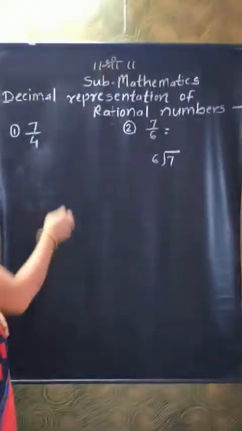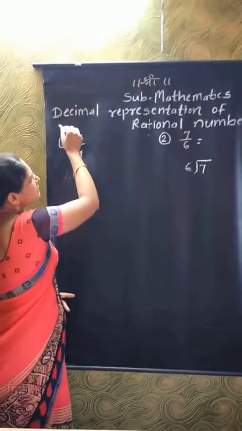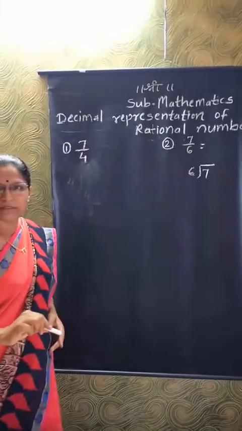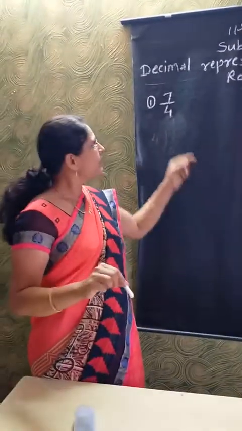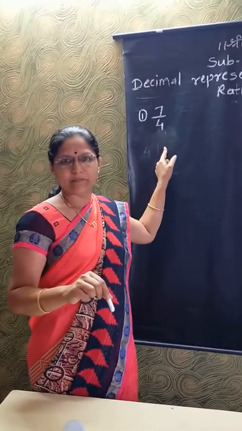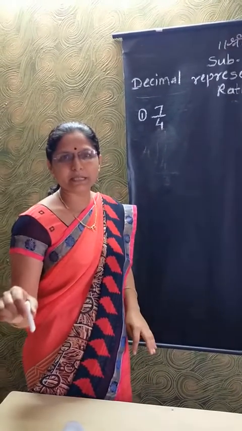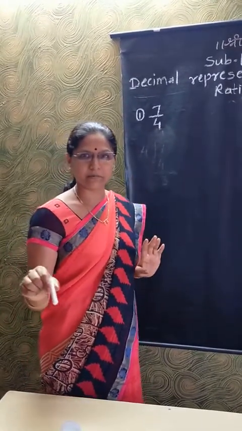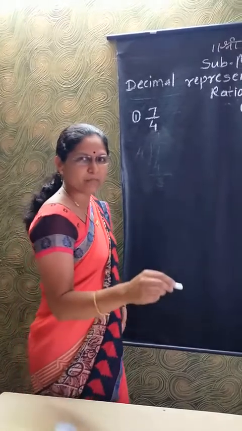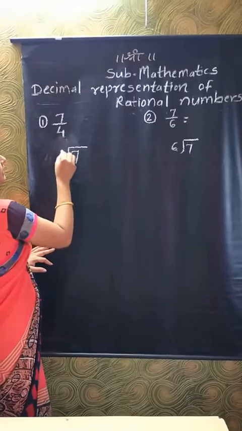For example, 7 upon 4. What is meant by decimal representation? When we divide the numerator by the denominator, the answer we get is the decimal representation of the rational number. For example, 7 upon 4, that is 7 divided by 4.